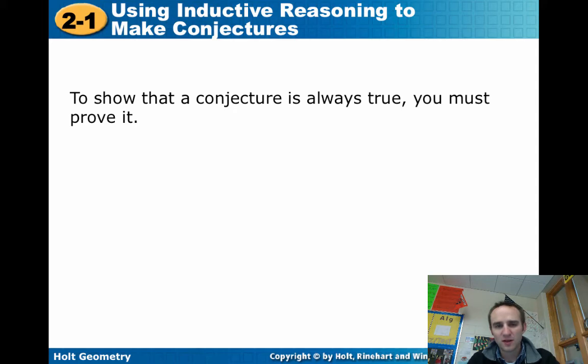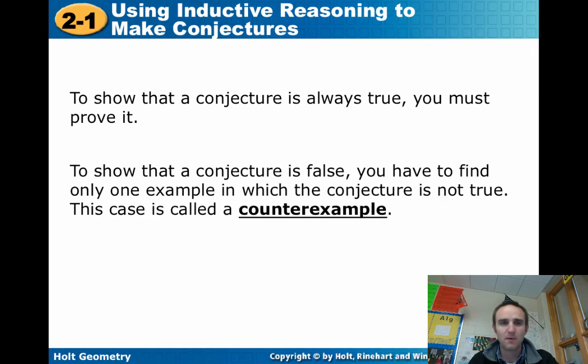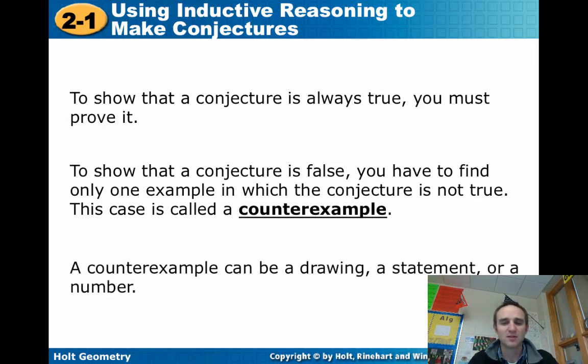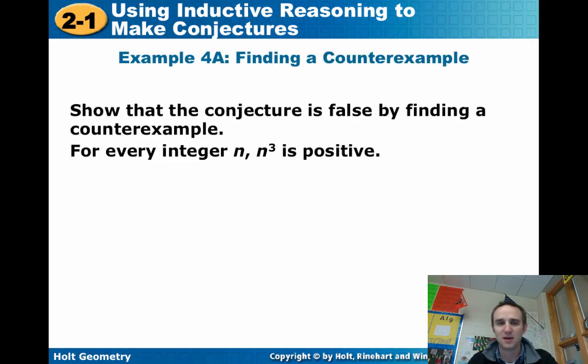So to prove that conjecture is true, you must prove it, but to show that it's false, you need just one example showing that it doesn't work. That's called a counterexample. So if you're going to prove something false, you need just one example that shows it does not work. That's your counterexample. It could be a drawing, a statement, or a number, depending on the type of problem you have.